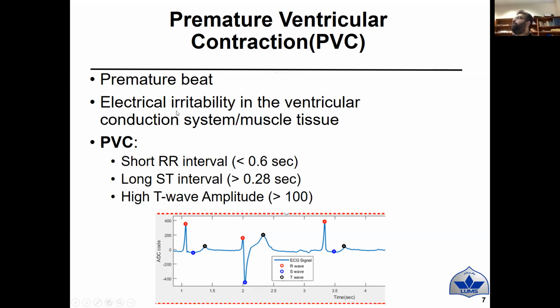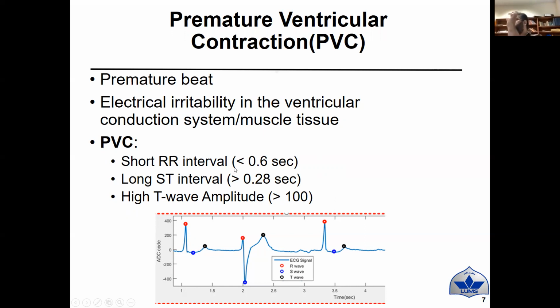It is caused by electrical irritability in the ventricular conduction system or the muscle tissue. So you have some issue in the muscle tissue, which is called PVC. That's why it's not that dangerous. It can be detected by two of these conditions. If two of these conditions occur at the same time, this means this is a PVC.